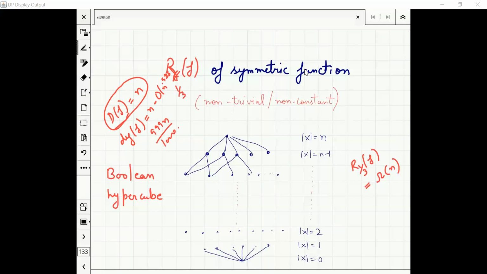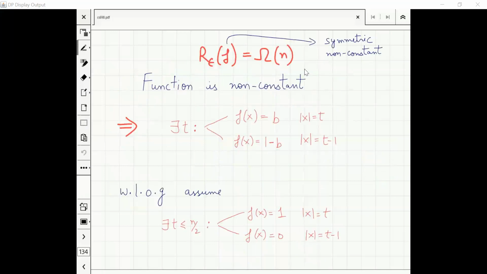What we want to show is that the randomized query complexity is also omega n. We showed it for OR. The time now is to show it for non-constant symmetric functions. If the function is non-constant symmetric, then we know that there exists some value t such that the function value changes between Hamming weight t minus 1 and Hamming weight t. Without loss of generality, I can assume that f(x) is equal to 1 when cardinality of x is t, and f(x) is equal to 0 when cardinality of x is t minus 1.